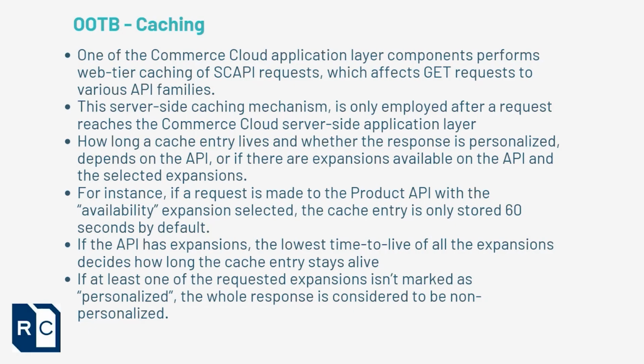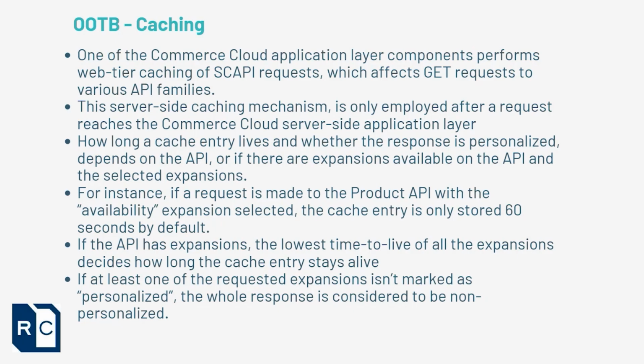Next, let's talk about what comes out of the box with caching. One other thing that happens on the server side, also out of the box, is that the SCAPI requests, especially the GET requests that belong to different API families, are also cached on the server side. So you might think that every time you make a request, for example to get a product, would that go all the way to the end server to get that information for you? Or is that response cached somewhere? It is cached, and this is implemented on the server side to ensure that you get a very fast response without actually having to perform a lookup for a specific product, for example.